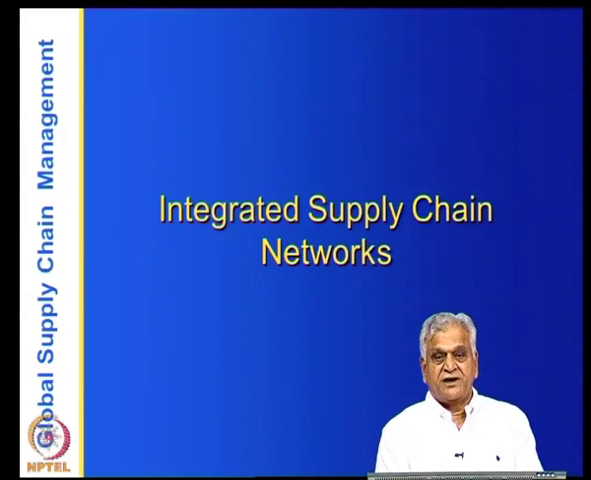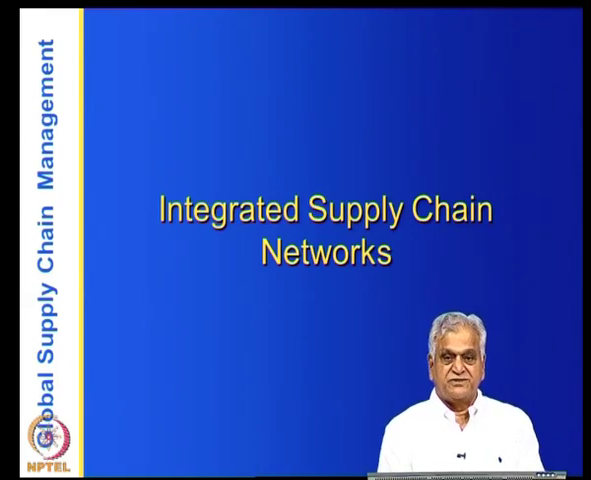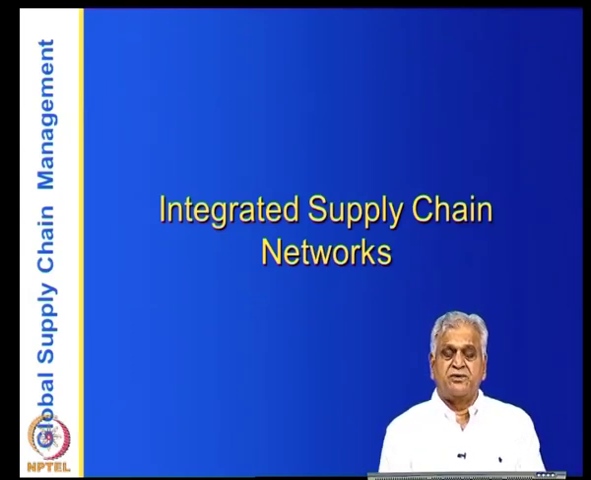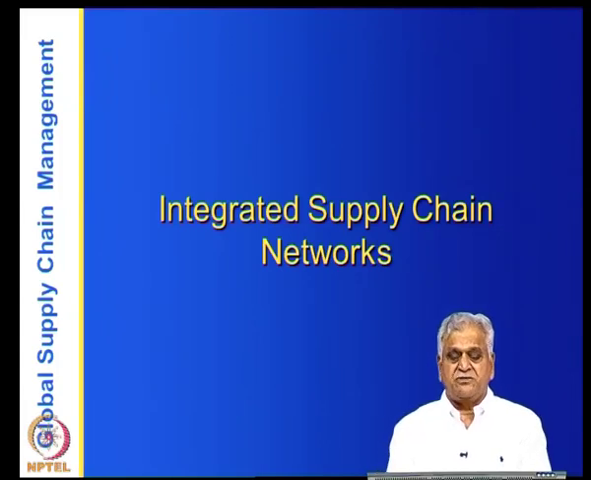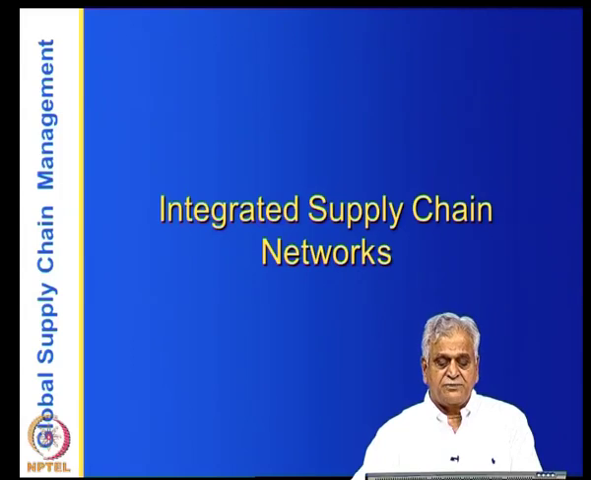And the third one, and the most important one, is the finance, because unless money is paid, nothing moves. So these financial transactions among companies usually happen through banks or financial institutions. So let's look at how these three flows are integrated in the supply chain networks.